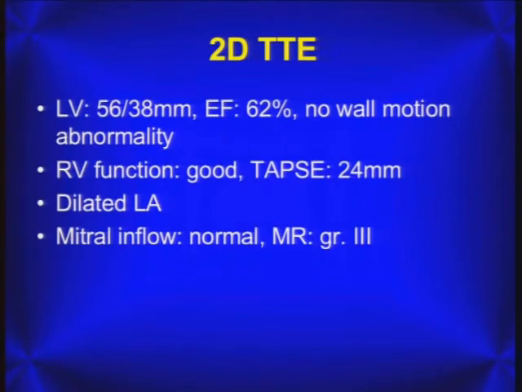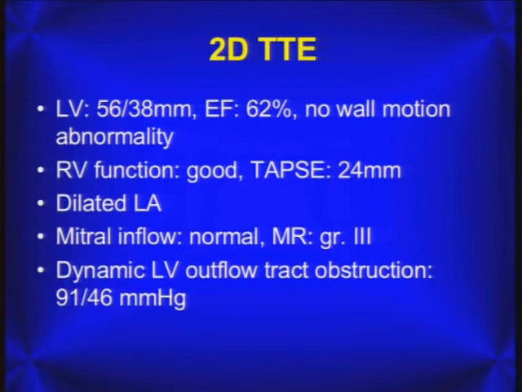Okay, let's go further. So the left ventricle was on the upper limit of the normal range, ejection fraction maintained. There were no wall motion abnormalities. Right function was good. TAPSE was 24. Dilated left atrium. Mitral inflow was normal, but there was a grade 3 mitral regurgitation. And the striking finding was that there was a dynamic outflow tract obstruction with a severe gradient in the left ventricle.